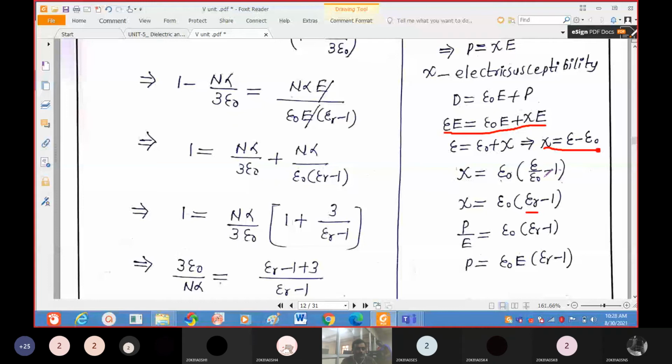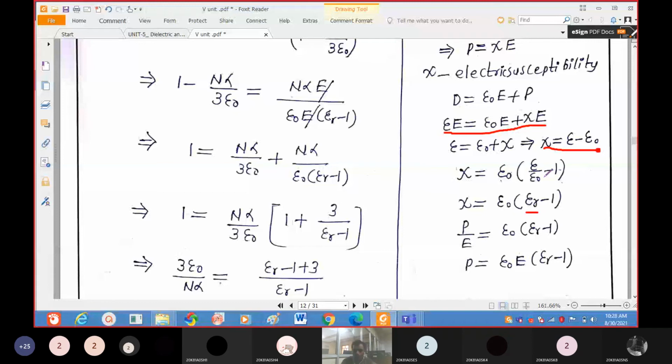So polarizability means the ability of a dielectric to allow its charges to get separated. That is one definition. Another definition is the dipole moment per unit electric field, called dielectric polarizability.